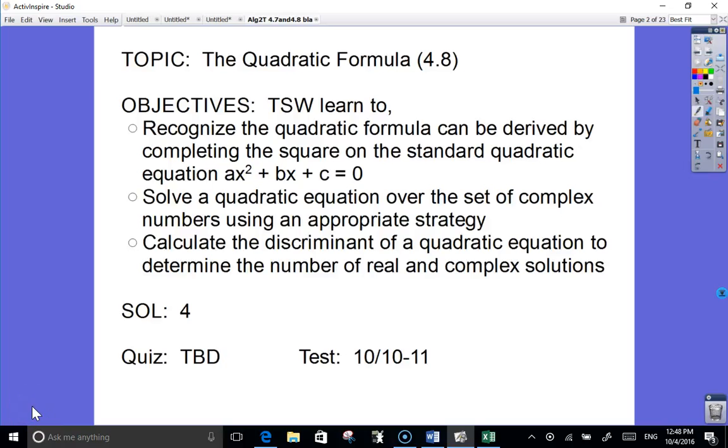Okay, so today we do quadratic formula. How many have had a quadratic formula already? You're experts on the quadratic formula. Okay, so quadratic formula becomes another strategy for us to solve a quadratic equation.